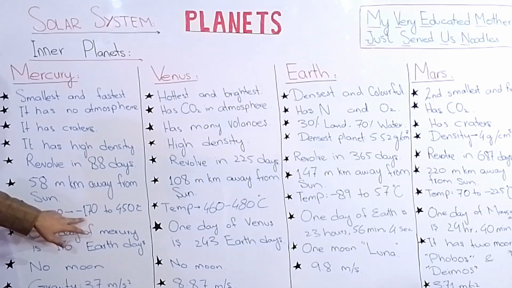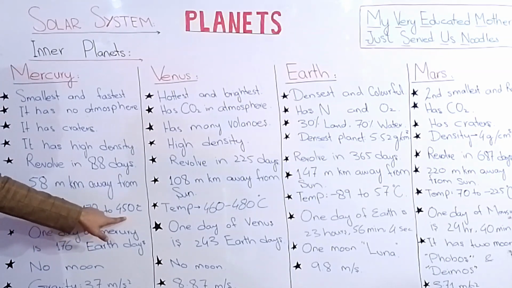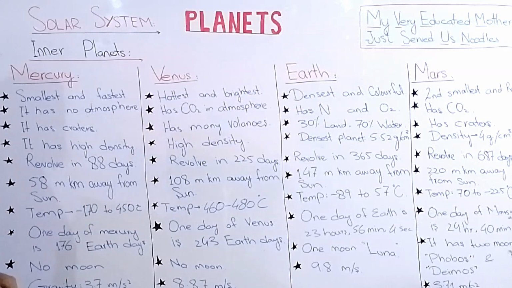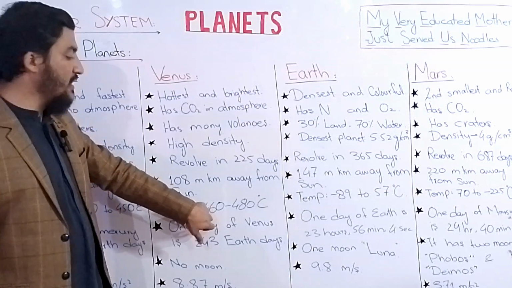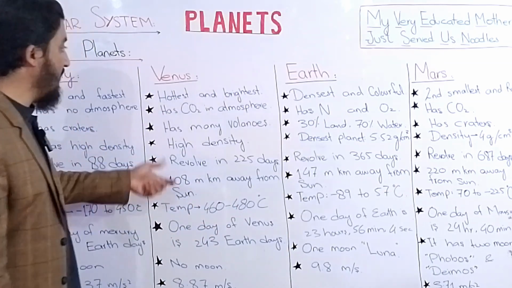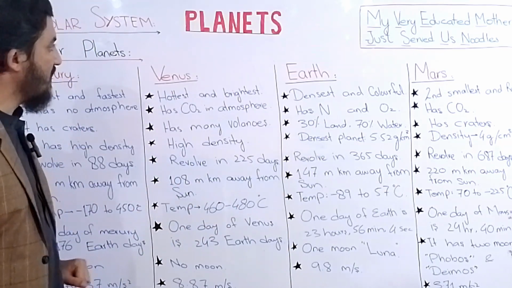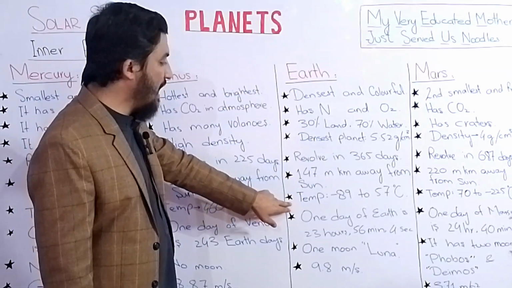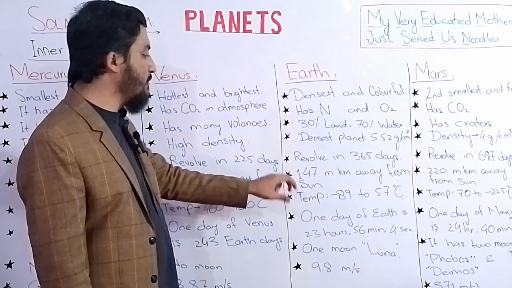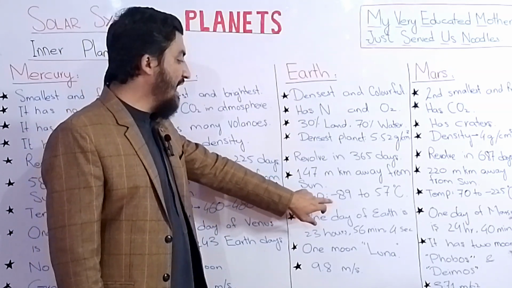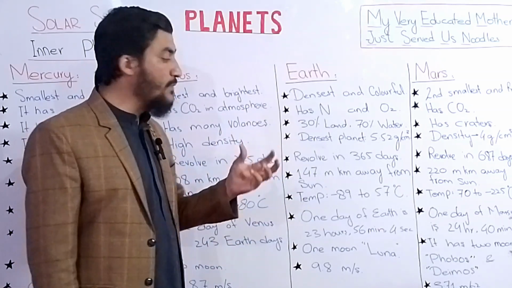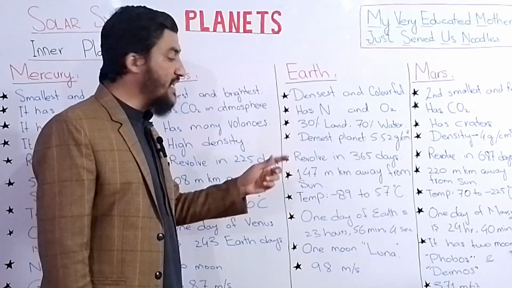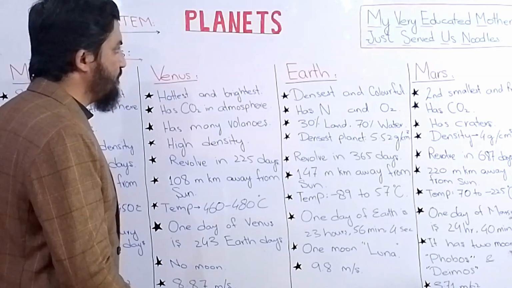Its temperature ranges between minus 170 degrees, which is very cold, and 450 degrees Celsius, while the temperature of Venus ranges between 460 and 480 degrees, which is again the hottest planet. Then comes Earth. The minimum temperature Earth has yet recorded is minus 85, while the hottest is 57 degrees Celsius.